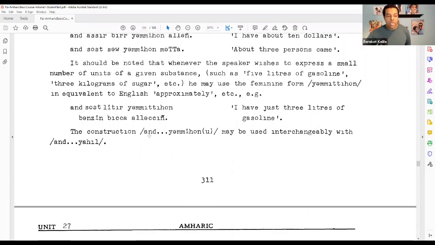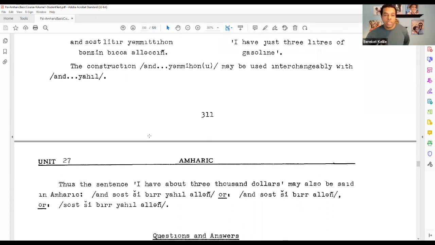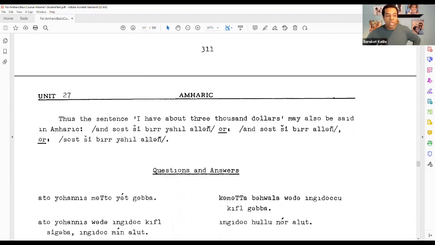Finally, the construction and yemihonu can be used interchangeably with and yahel. So the sentence "I have about $3,000" can be said a few different ways. One is an so shiber yahel alin, or an so shiber alin, or finally, sos shiber yahel alin.